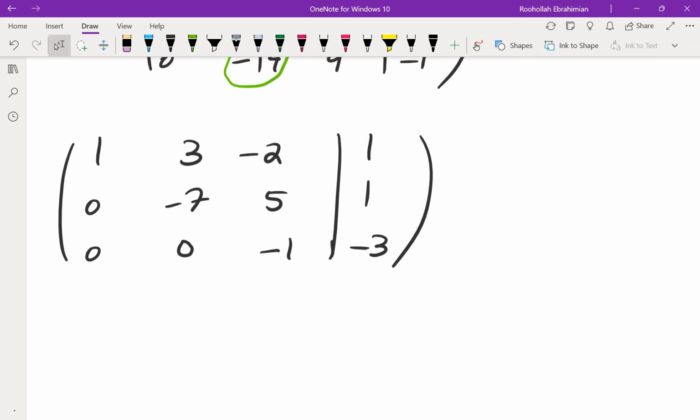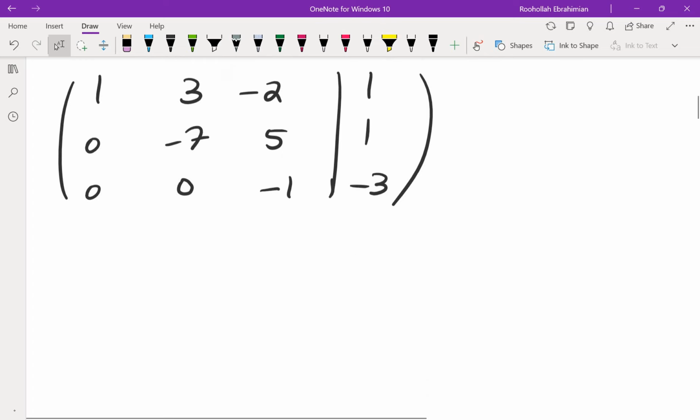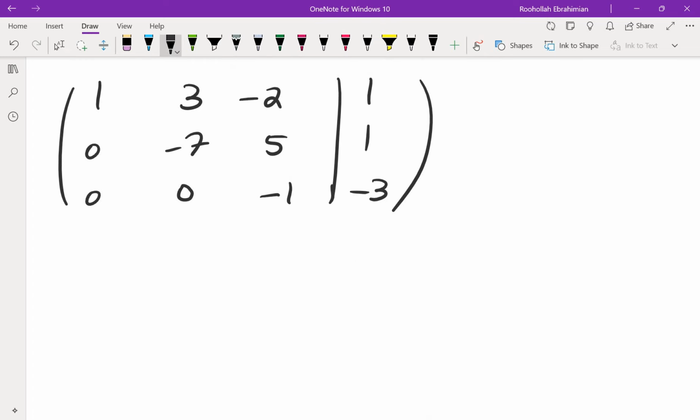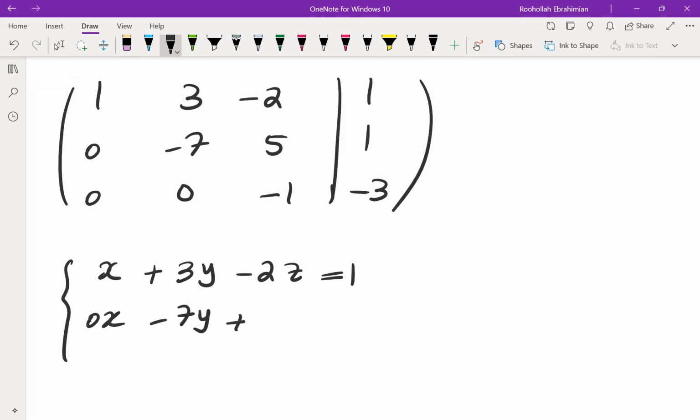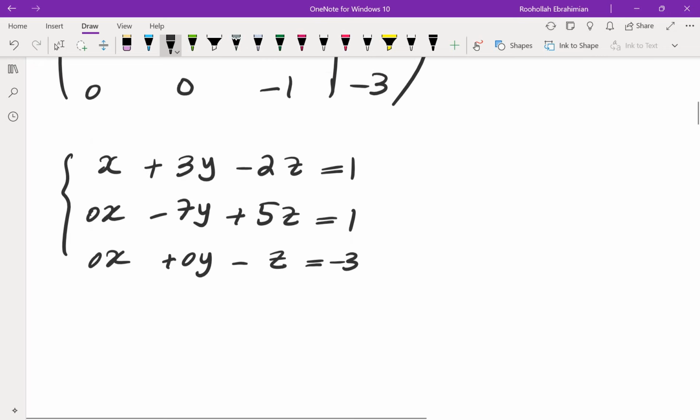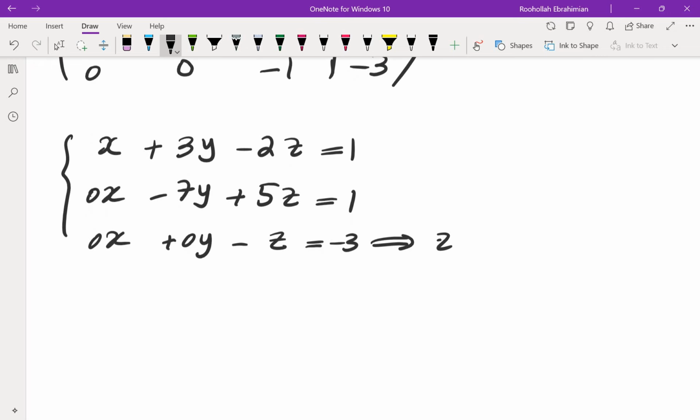Now, what I get here is a system that is much easier to solve than the original system. In fact, the system here is going to be x plus 3y minus 2z equals 1. 0x minus 7y plus 5z equals 1. 0x plus 0y minus z equals negative 3. From the last one we can get z. Z is going to be 3.